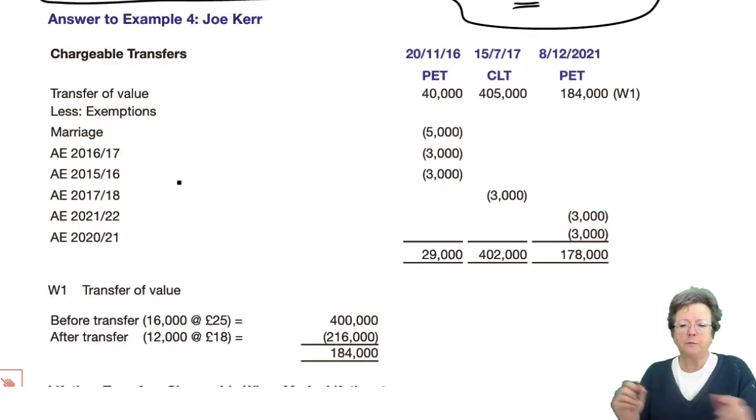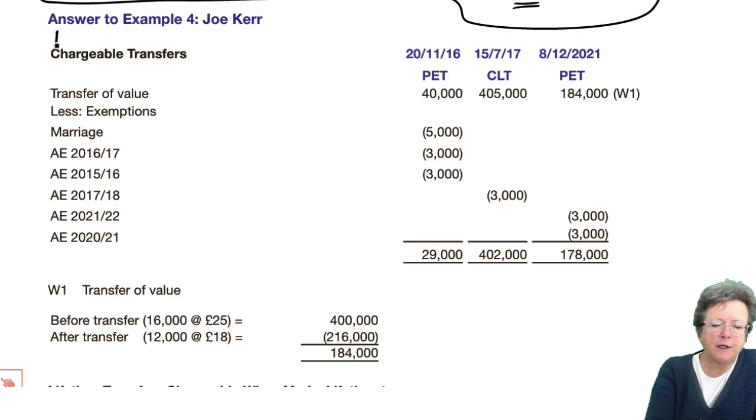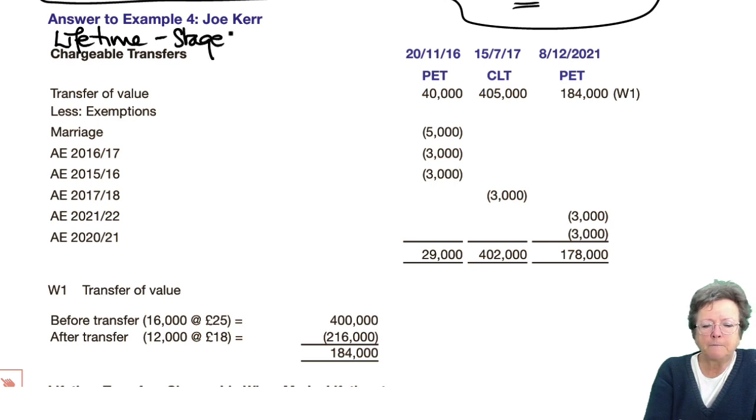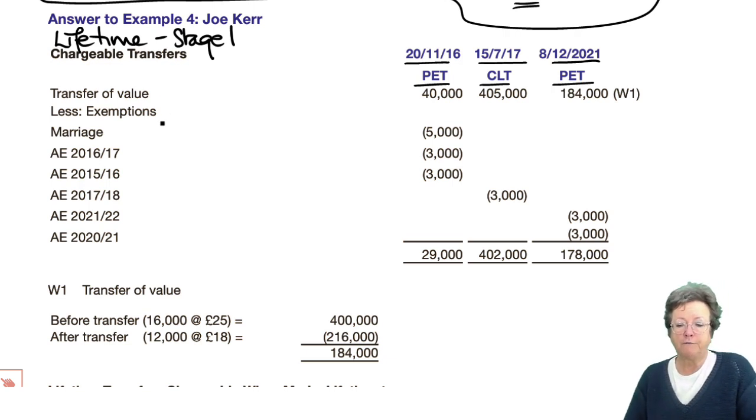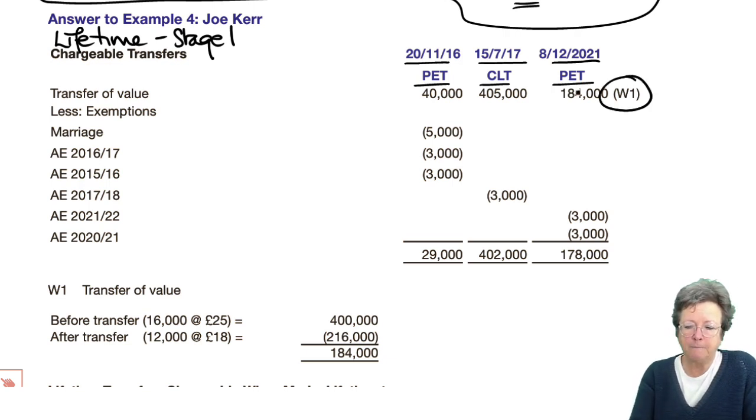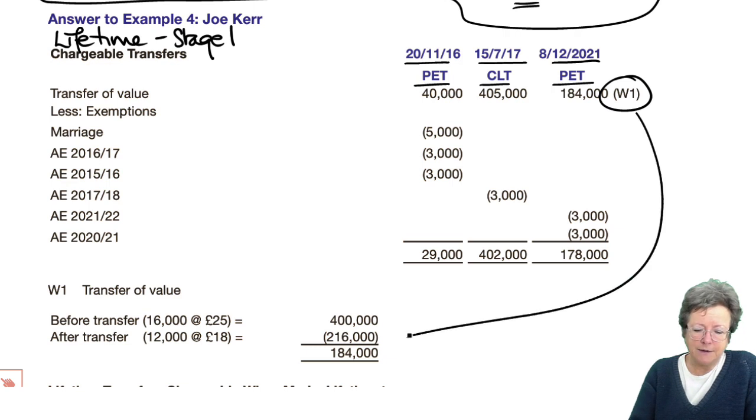So these, remember again, these are the lifetime transfers. This is stage one. We've got the date and we've got the type of gift. That's going to get marks. And we've got the transfers of values. There's a working here. This is the diminution.